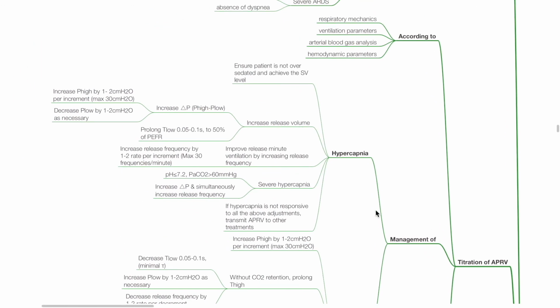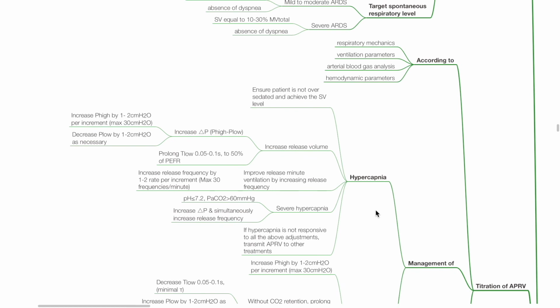Management of hypercapnia. Ensure that the patient is not oversedated and achieve the spontaneous ventilation level. Increase release volume. Increase delta P, which is P high minus P low. Increase P high by 1 to 2 cmH2O increment, maximum 30 cmH2O, or decrease P low by 1 to 2 cmH2O as necessary. Prolong T low by 0.05 to 0.1 seconds to achieve 50% of PEFR.